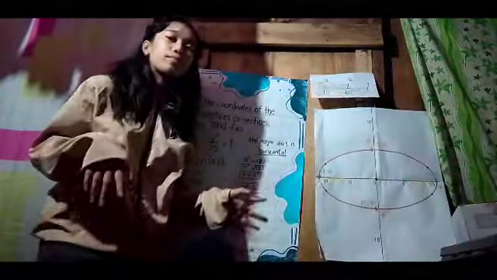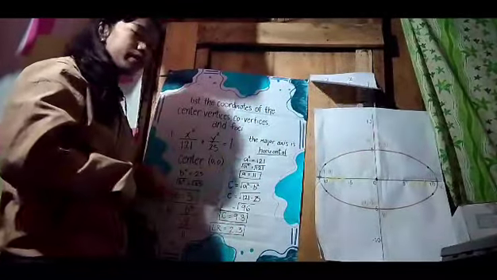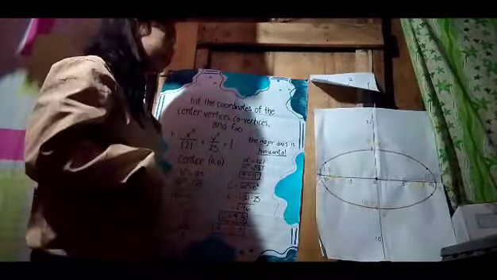Now for the b, that is the co-vertices, right? For the b, pareho lang naman ang ginawa natin dito, kagaya dito sa a, kaya b equals 5. Ngayon, from the center, count 5 units up and down. That's how we got the coordinates of the co-vertices: 0, negative 5, and 0, 5.